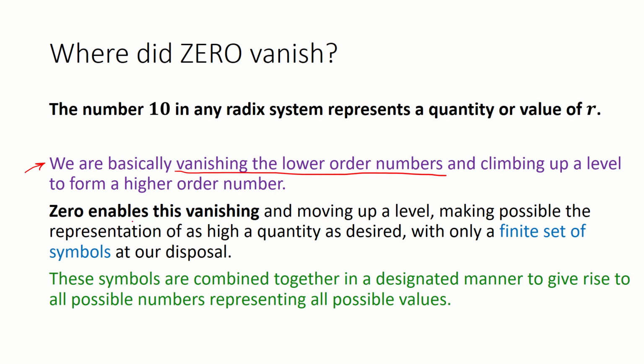So restricting our discussion to number systems, 0 enables this vanishing and moving up a level, making it possible to represent as high a quantity as desired with only a finite set of symbols at our disposal. This is the wonder of modern number systems. Even if you don't know about 0, it will make you wonder that using only a finite set of symbols, we are able to construct as high a quantity as desired. That is really a wonder.